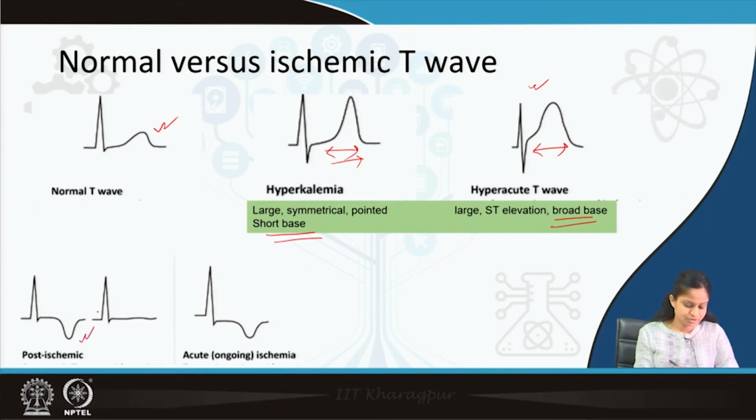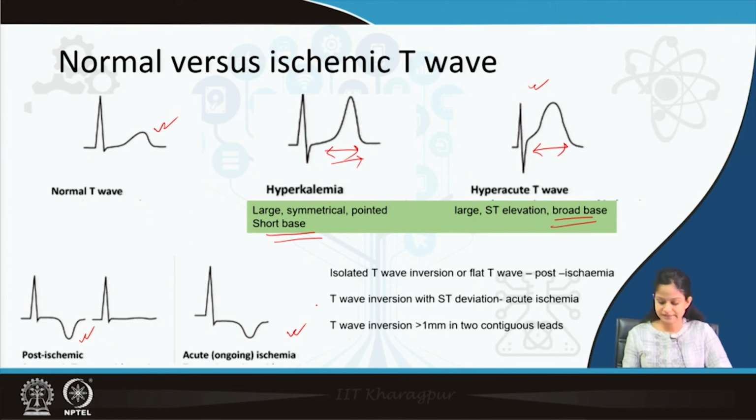Besides, this is isolated T wave inversion, that is post ischemic. In case of acute ischemia, we get to see inversion of T wave as well as significant ST and T changes. So, these are very pathognomonic of myocardial infarctions. As I already told you, without any ST and T changes, only isolated T wave inversions we are getting; that is post ischemia, that means the recording has been taken sometime after the injury. T wave inversion with ST deviations is acute ischemia, and this T wave inversion should be more than 1 millimeter in contiguous leads. So, this is the current diagnostic criteria of STT changes and the T wave changes.